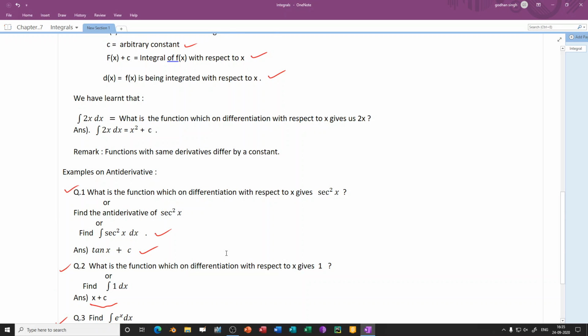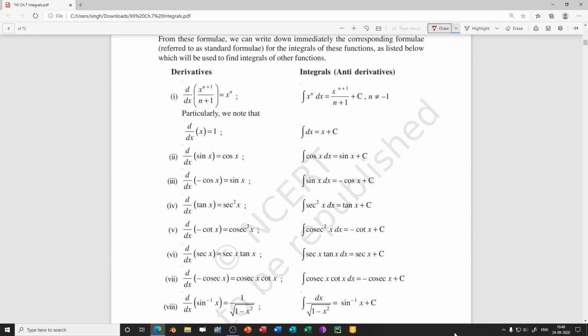Now let us go further in this. Let us learn some more integration formulas. First one, we know that the differential of x raised to n plus 1 over n plus 1 is equal to x raised to n. So therefore what we will get is integration of x raised to n dx equal to x raised to n plus 1 over n plus 1 plus c. N is not equal to minus 1.